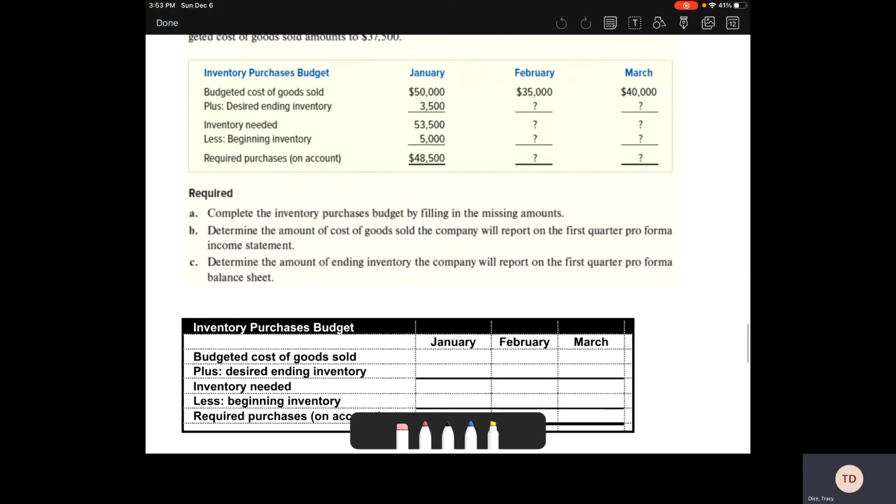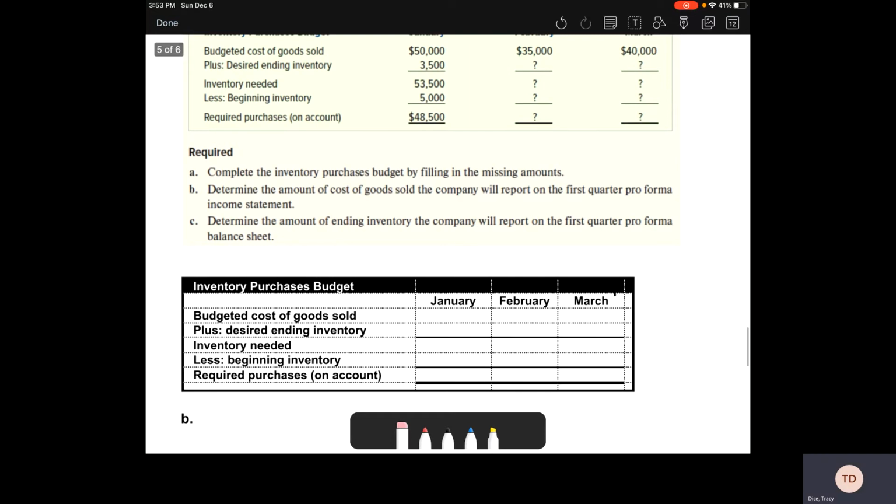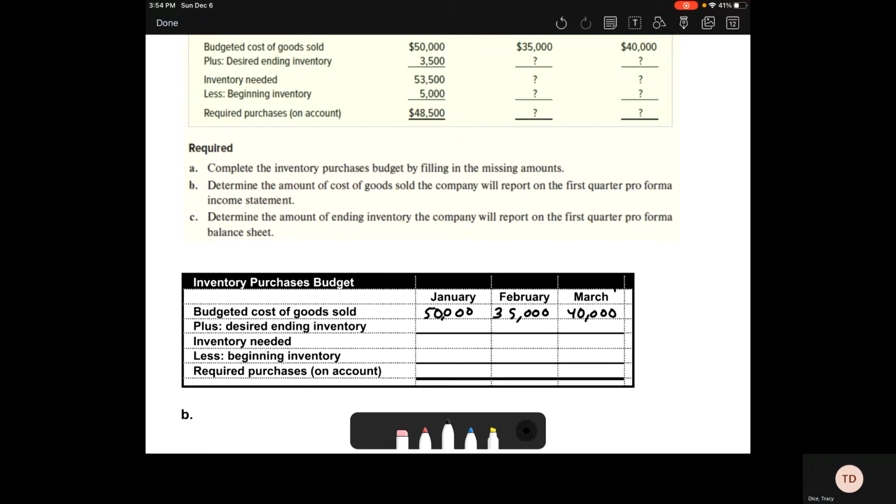All right, so budgeted cost of goods sold, they give us all of that. So we're just going to fill in what they've given us. We've got $50,000 in cost of goods sold in January, $35,000 in February, and $40,000 in March. Our desired ending inventory for January is $3,500. We get inventory needed of $53,500 because we add those two together. Our beginning inventory, they tell us, was $5,000, for a total of $48,500 worth of inventory needed that month.